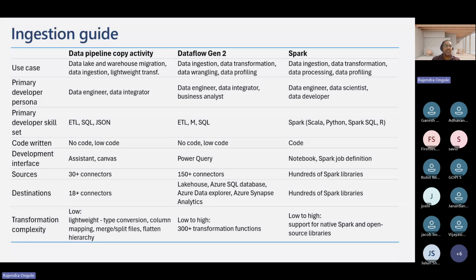So simple, it is an ingestion guide. The first column is going to be the use case. Data pipeline wise, by using Copy in Data Factory, we can try to ingest the data. Dataflow Gen2: if I'm very good and familiar with the online Power Query editor, I can choose my preference as Dataflow Gen2.